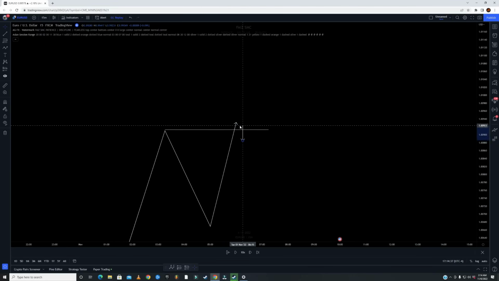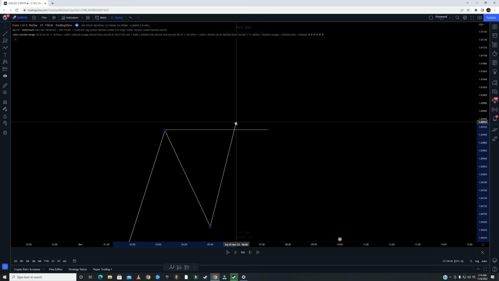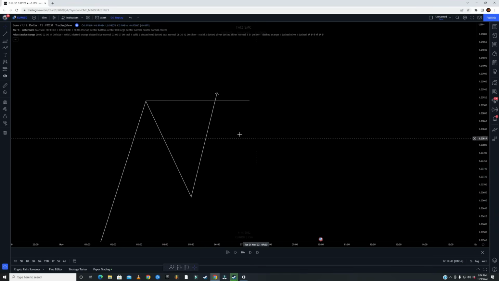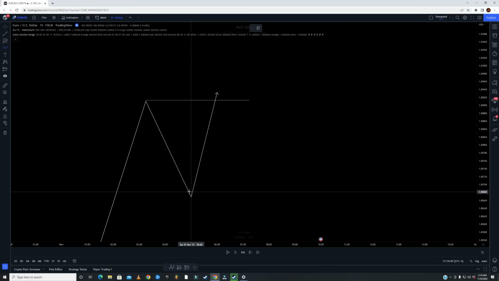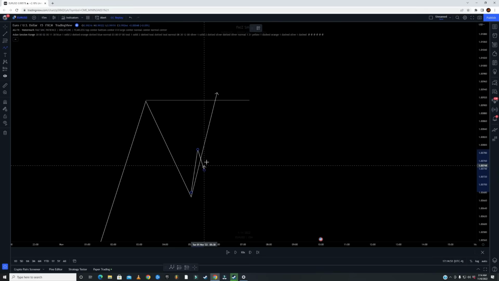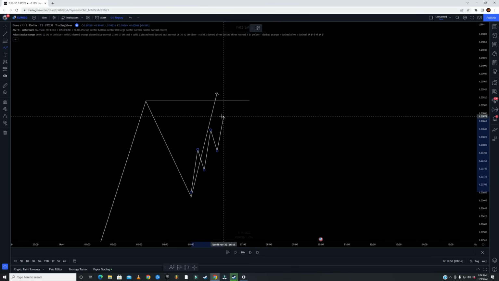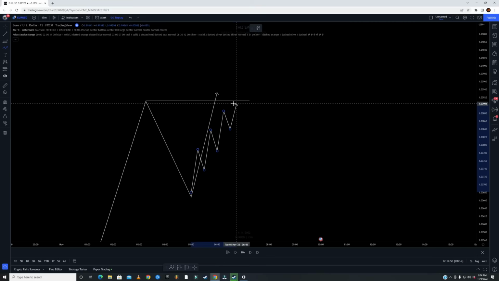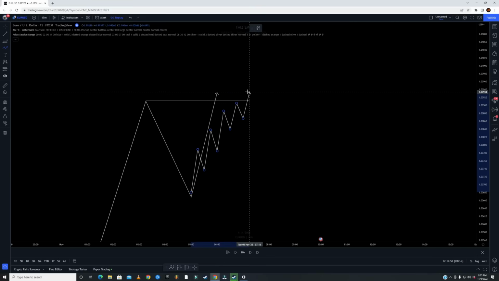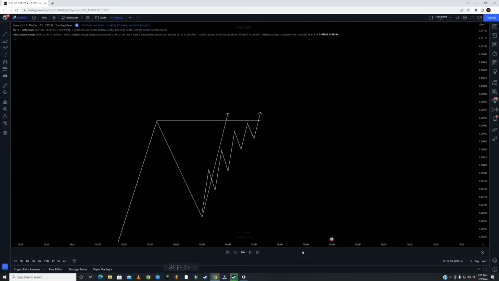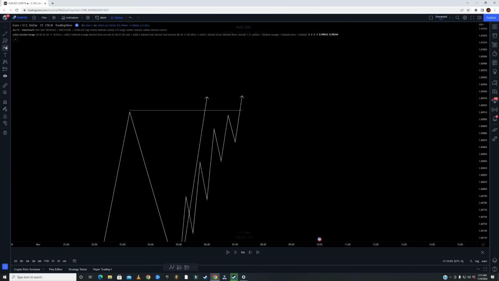Once the candle closes, let's say the candle closed here, you want to drop down to the 1 minute time frame, and on the 1 minute time frame you're going to see a structure something like this. So you want to wait for a change of character.